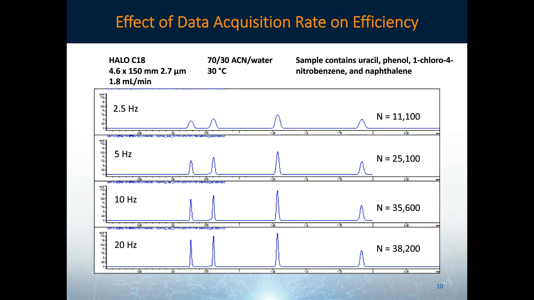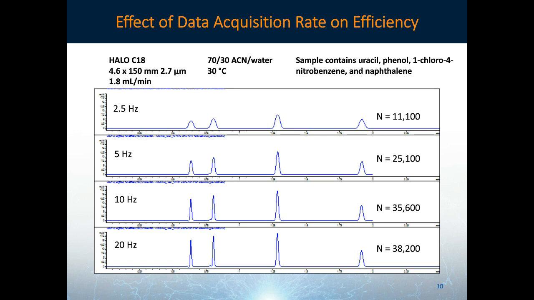Going from 5 to 10 Hz, you still see a fairly significant increase in plates of 41.8%, and the plates go up to 35,600. And then finally at 20 Hz, you're up to 38,200 plates, a 7.3% increase over what you had seen at 10 Hz. So if you notice the peak that's eluting near the middle of the chromatogram, look how much sharper and taller it is as you go to the higher data acquisition rates.